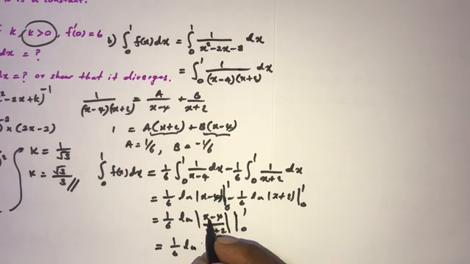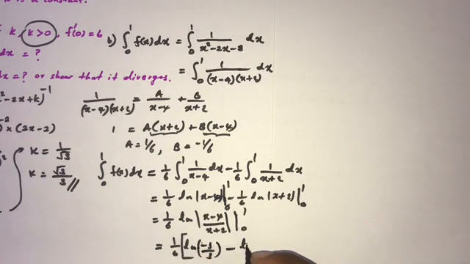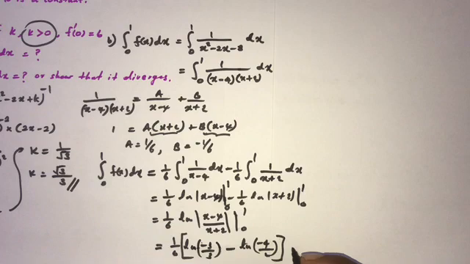here if we plug in 1, minus 3 over 3, then minus, if we plug in 0, natural log of minus 4 over 2. So if we simplify this, we know this is 0, so minus 1/6 natural log of 4 over 2, so natural log of 2. Okay, this is the answer for part B.